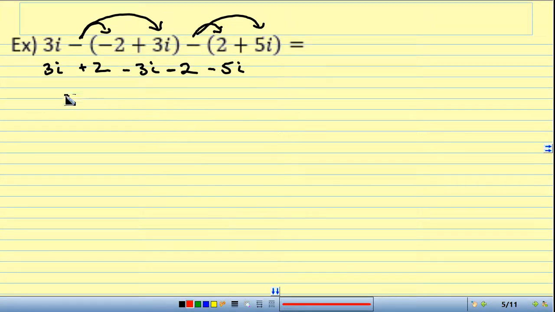But before I do that, I can realize that, hey, I got 3i minus 3i. What do you know? Cancels right out. I got a positive 2 and a negative 2. What do you know? Cancels right out. I'm left with negative 5i. Now, you don't need to put down your real component. You can just leave it like that. That's perfectly fine. So there you go.